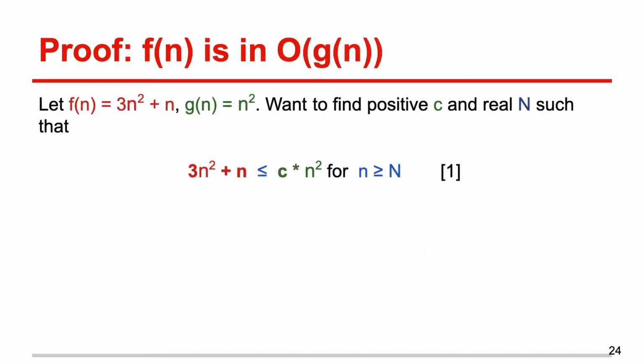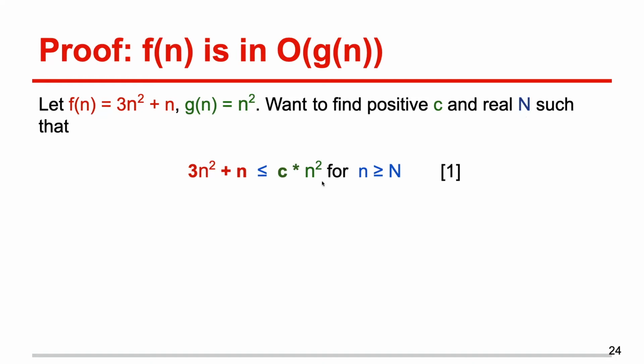You should be able to prove that a given function is in big O of another function. To give an example, we can let f of n be 3n squared plus n, and g of n be n squared. To prove that f of n is in O of g of n, we want to find positive c and n-naught such that this holds. And this is just basically regurgitating the definition, which you should know.